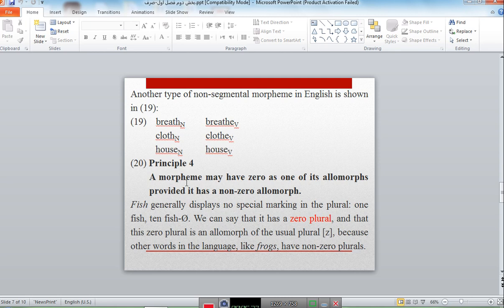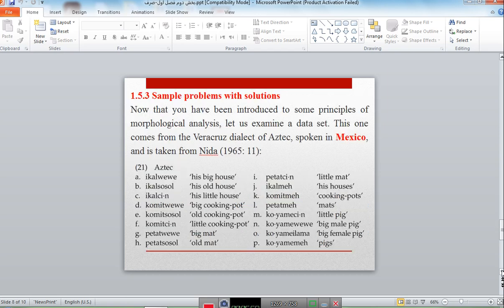So we have 4 of Nida's principles about the analytic approaches to morphology. If I ask you about these principles, you can talk about these 4 principles, and you can use, for example, Arabic examples to show and explain these principles.